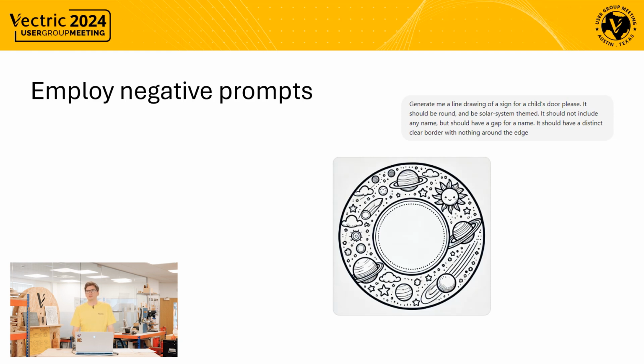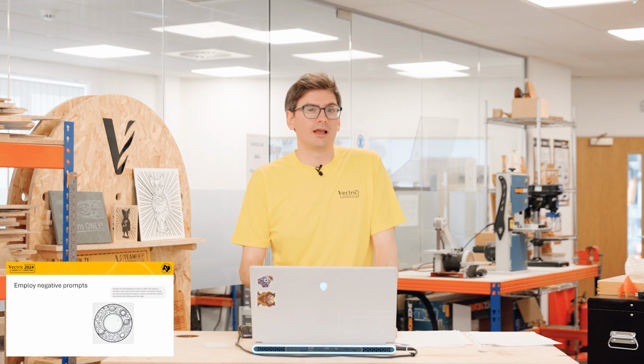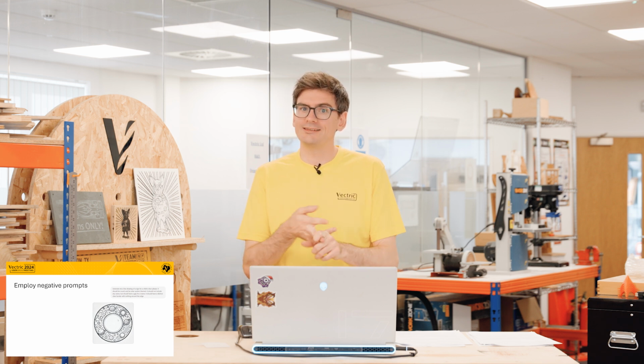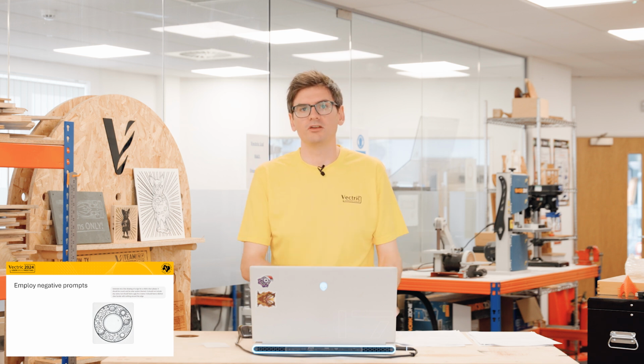These are cases where what you really want to do is say you don't want something. So that could be, in this case, I said I don't want a name on this generated child door sign, because when I was generating them originally, it actually just put the word child as the name, which obviously is not right. Some common negative prompts would be things like, I don't want a background, I don't want the sky, I don't want any texture in my image, that sort of stuff.